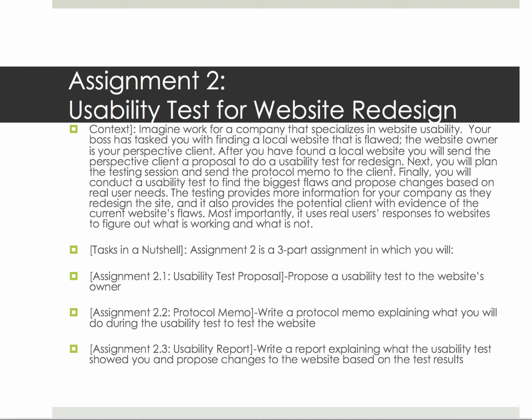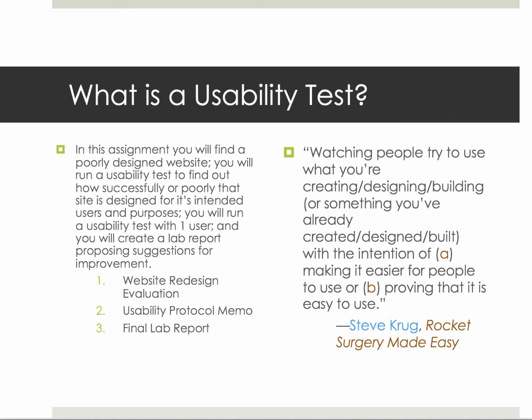Assignment 2.3 is the actual usability report. This is where you're going to write a report explaining what the usability test showed you and proposed changes based on those test results. So in a nutshell, those are the kind of succinct explanations of each of the assignments. But now let's go into your first assignment 2.1 into a little bit more depth.